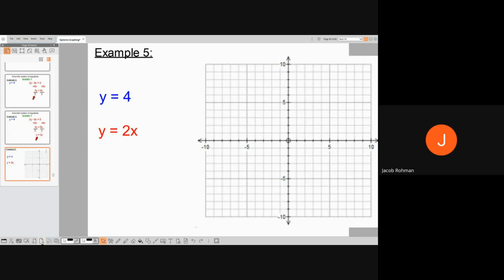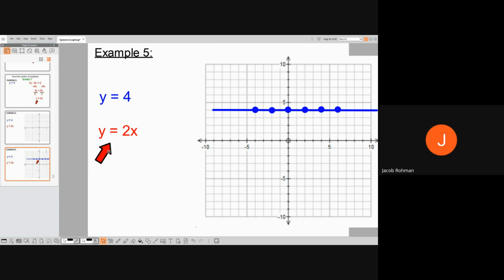And now if I try and graph these two equations, I get the horizontal line at y equals 4. So think about this. This means all the y values on this line, all the ordered pairs have 4. So this has a y value of 4, this has a y value of 4, this has a y value of 4, and so on and so forth. Okay, so a horizontal line.